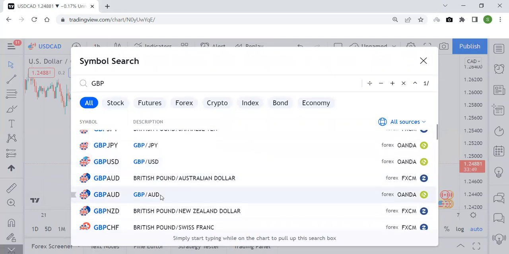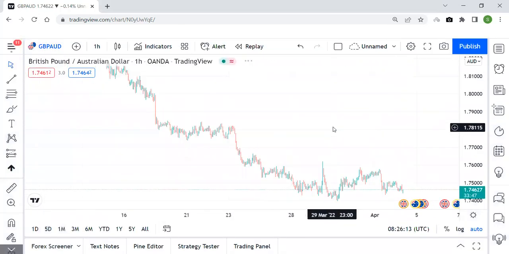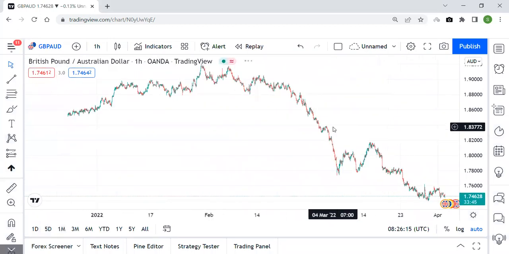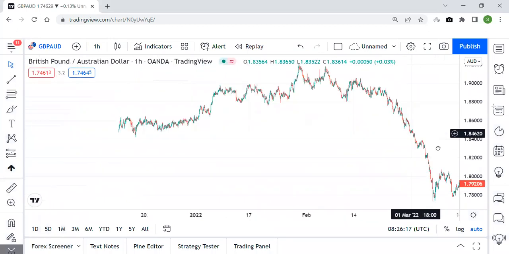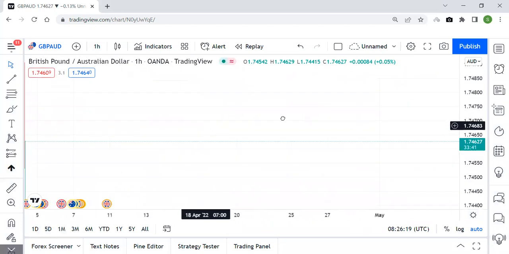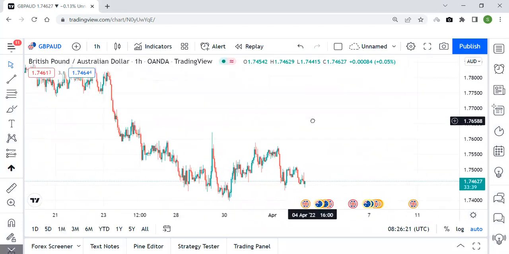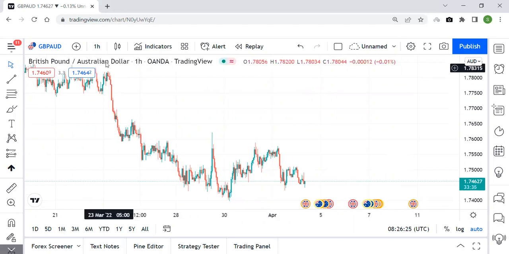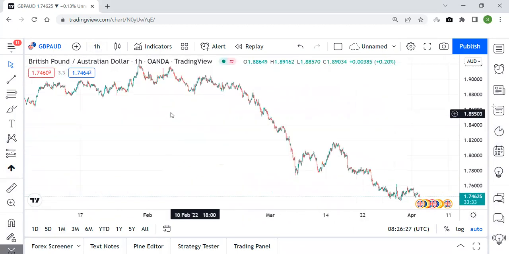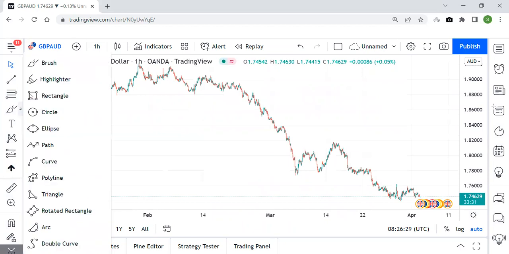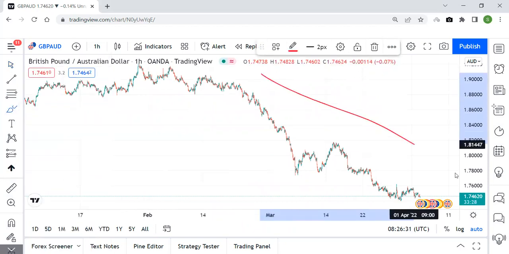We're going to be looking at GBP Australian dollar. As you can see here, this pair has been trending down for a very, very long time. So what are we looking for on this pair, and why am I looking at it? I'm looking at this GBP Australian dollar for a clear reversal to the upside. As you can see, the momentum of the selling pressure was very high.